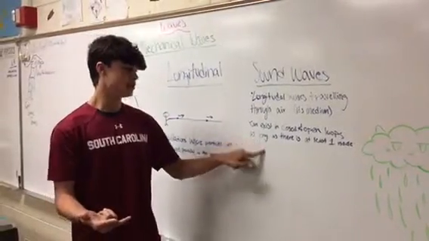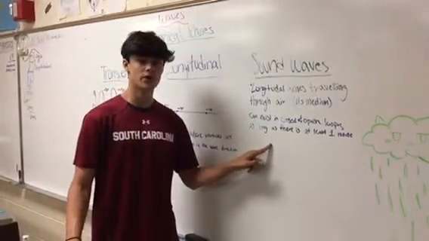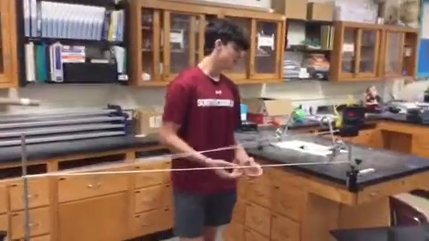And they can exist in closed and open loops as long as there is at least one node. So as long as there's one node, they can exist, but if there's less than one node, they cannot exist. The topic is standing waves and waves on a string.